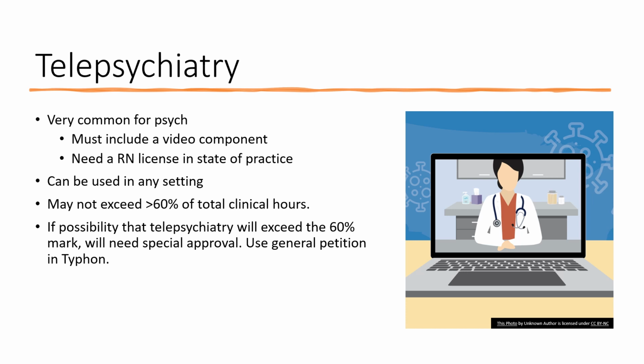Telepsych is very common and used a lot these days. So it must include a video component. And what does that mean? That means you have to be able to see the client and see what's going on. If you're, say, living in Michigan and the patient is in Illinois and your provider is in Illinois, then you also need to have an Illinois license. So you need an RN license in that state of practice.